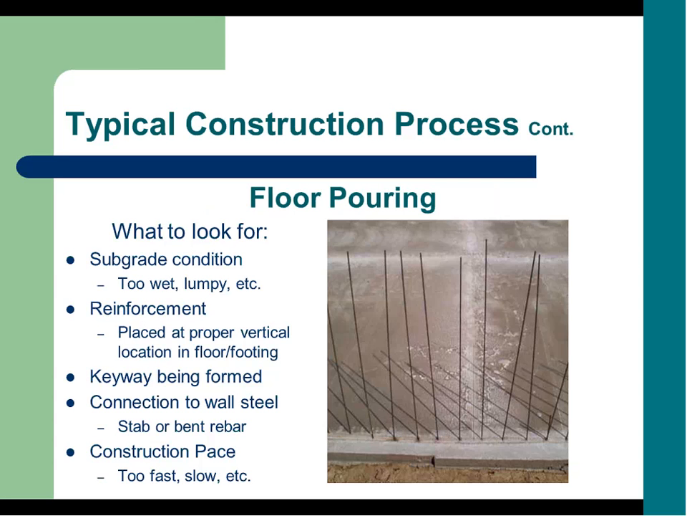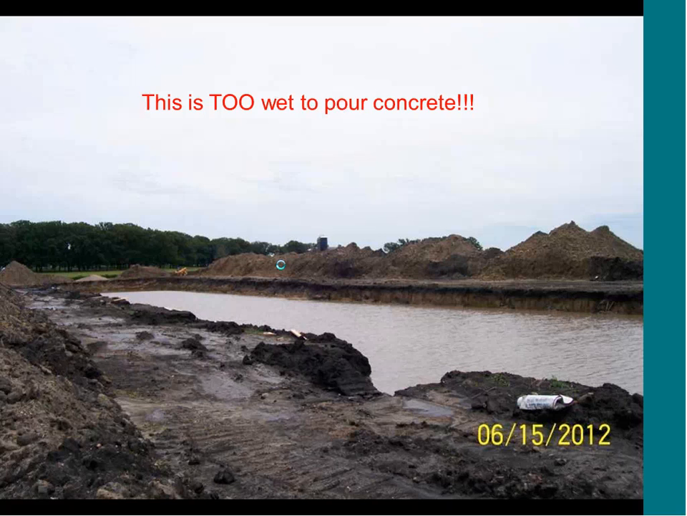What to look for when you're at a floor pour, again, as we've stated, is the floor too wet, lumpy, etc.? The reinforcement is where it should be, vertical location on the floor footing, as you can see in the picture on the right. The keyway is being formed, the connection to the wall and the slab or bent bar is in the right location, and the construction pace is moving as it should. They're not trying to push it, they're doing everything they need to do, or is it moving too slow and we need to make sure that they're at least stating why there's delays in the construction.